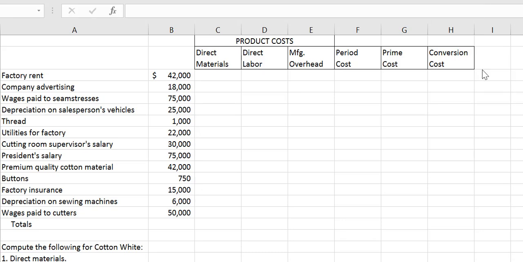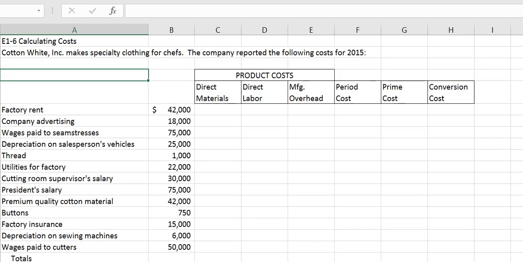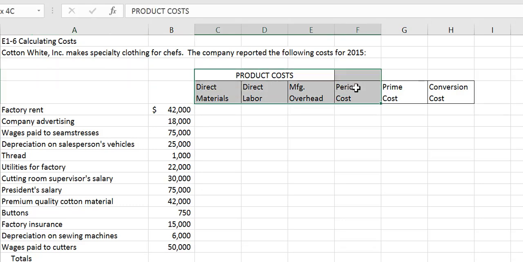Okay, this problem is another cost classification problem. We're going to start here looking at the matrix that we've got. So I've divided this into product costs, which are direct materials, labor, and manufacturing overhead, and period costs. So these categories right here, product and period costs, cover everything.